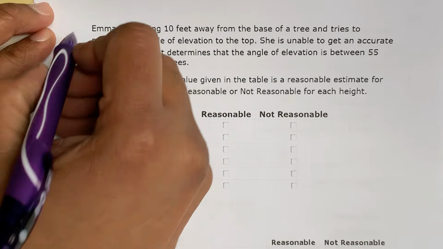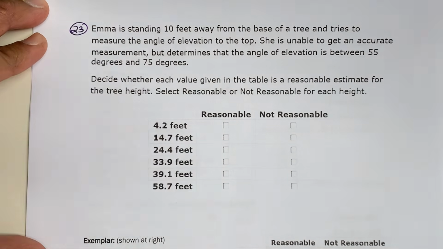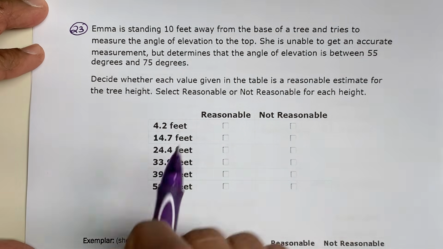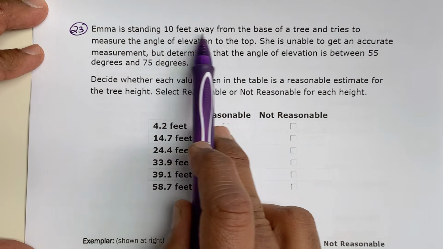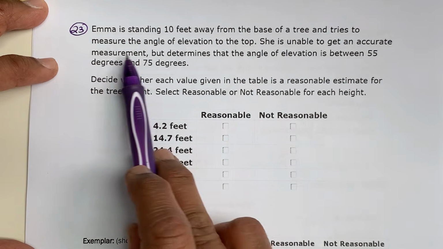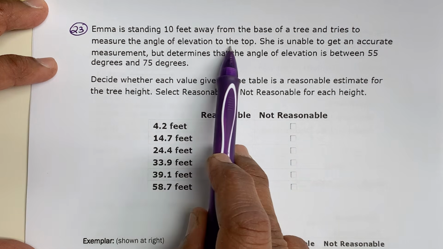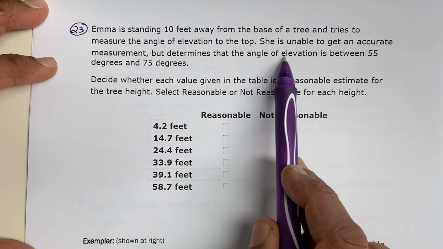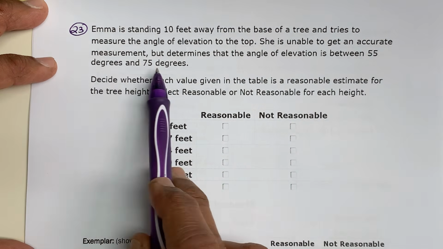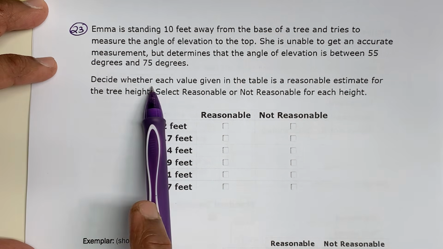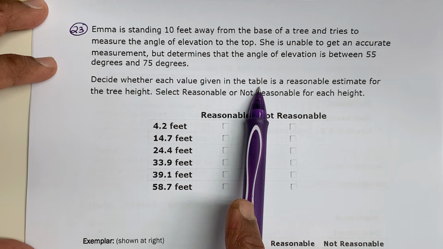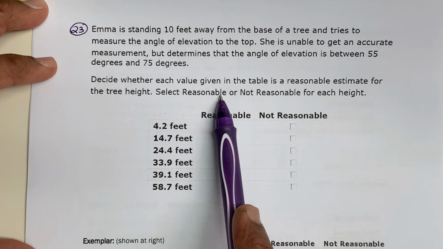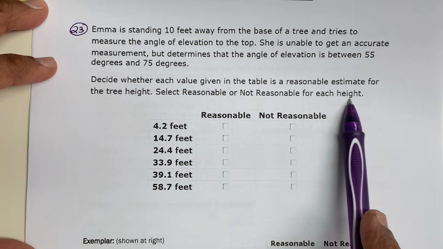Hi guys, this is question 23 on the Smarter Balanced practice exam, and let's try it. Okay, let's read. It says Emma is standing 10 feet away from the base of a tree and tries to measure the angle of elevation to the top. She's unable to get an accurate measurement, but determines that the angle of elevation is between 55 degrees and 75 degrees. Decide whether each value given in the table is a reasonable estimate for the tree height. Select reasonable or not reasonable for each height.